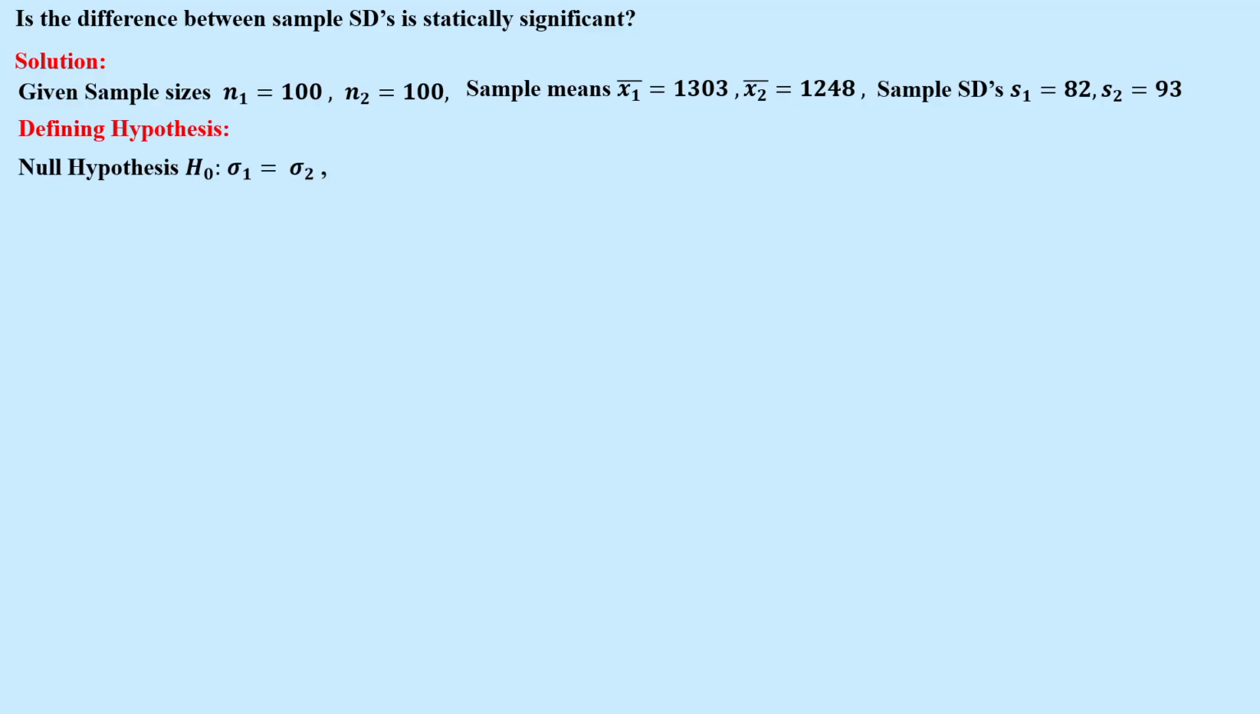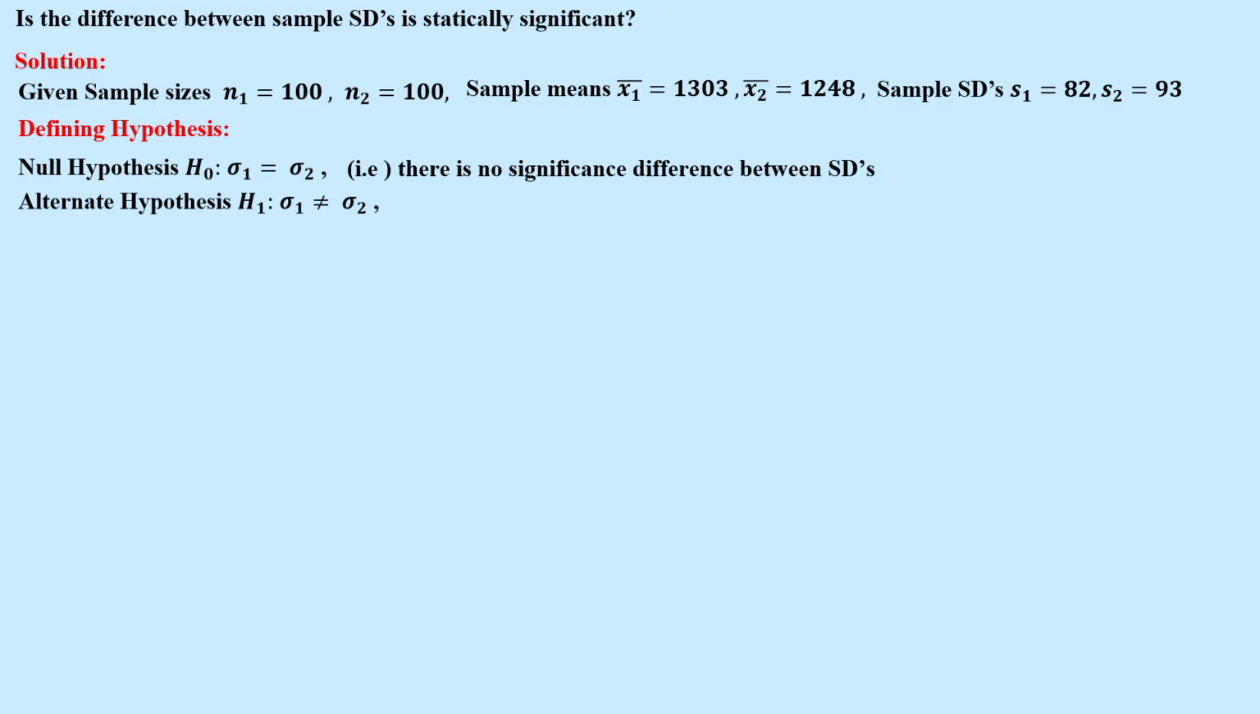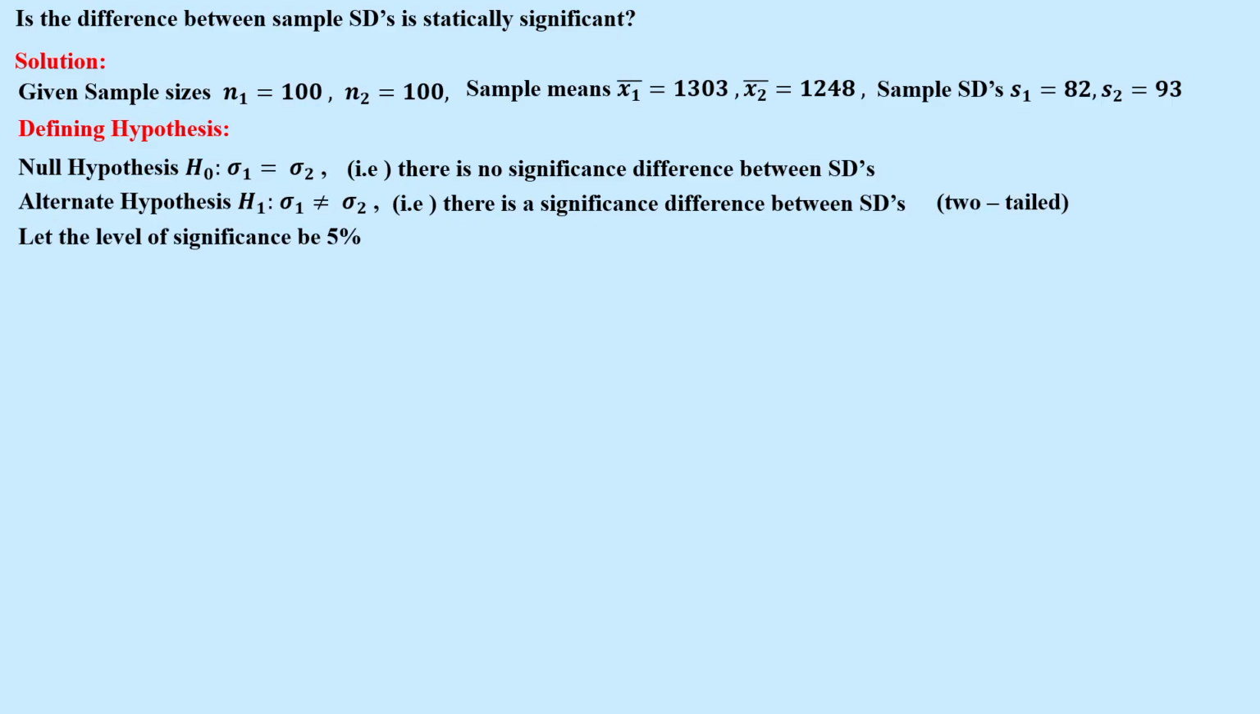So hypothesis: H0, there is no significant difference between the standard deviations. So sigma 1 equal to sigma 2, right? H1, there is a significant difference. We are using a two tail test, right, between standard deviations. So let the level of significance be 5%.